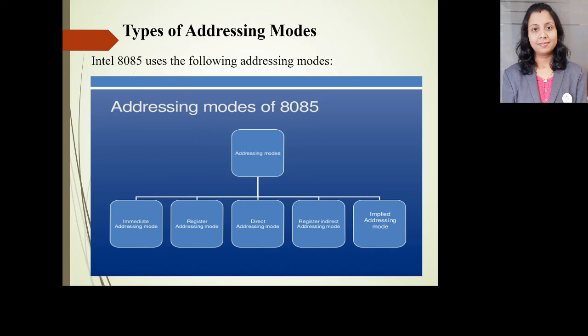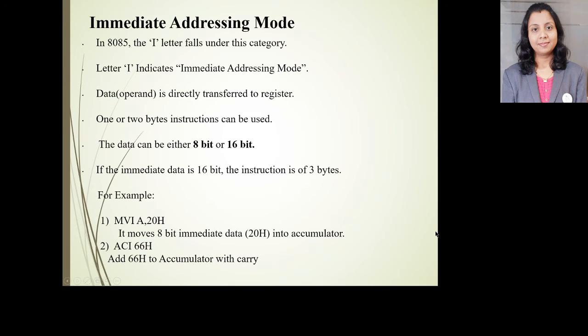Intel 8085 specially uses the following addressing modes. You can see here, addressing modes are of 5 types. First is immediate addressing mode, next register addressing mode, third one is direct addressing mode, fourth one is register indirect addressing mode, and the last one is implied addressing mode. One by one we will be studying in detail.